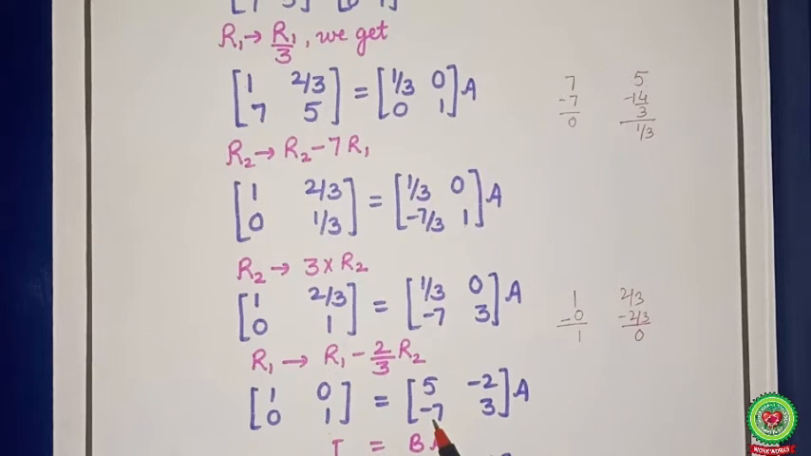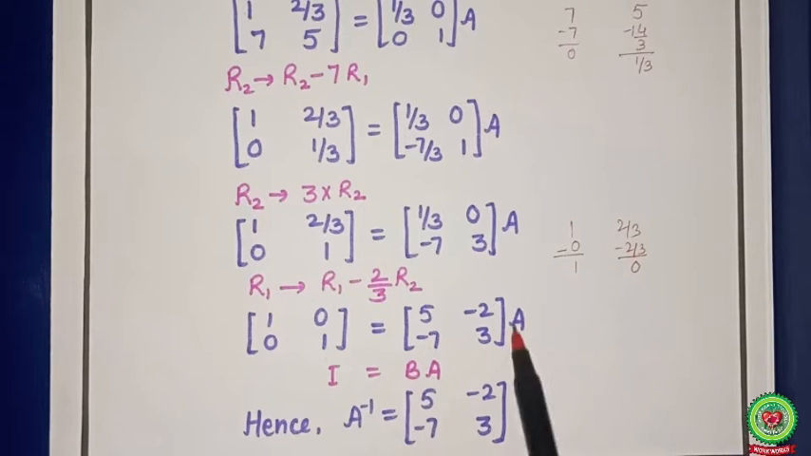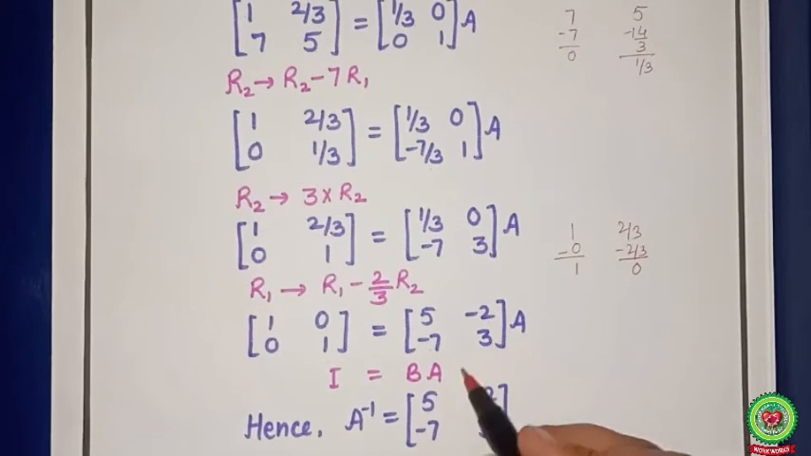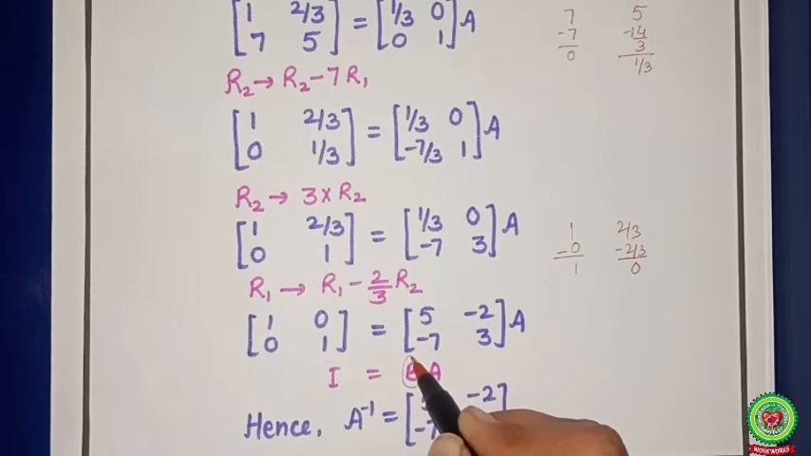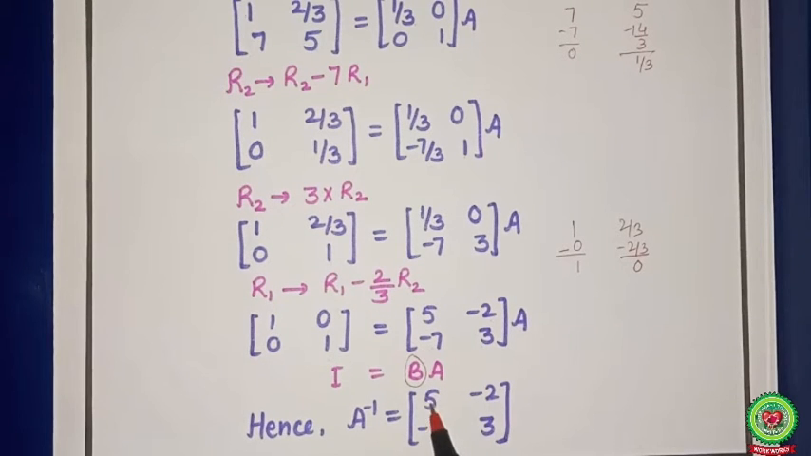Similarly on this side, when you apply the operations, the first term will convert into 5. It is minus 2 and the last row as it is. Now you can see that this is I, this is B and this is A. So from here we get the value. We know that B is the inverse of A. Therefore A inverse is this matrix, that is 5 minus 2 minus 7 and 3. In this way we can find the inverse of a matrix A by using elementary row transformation.